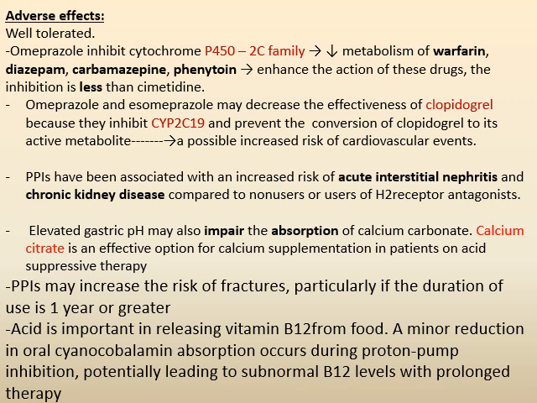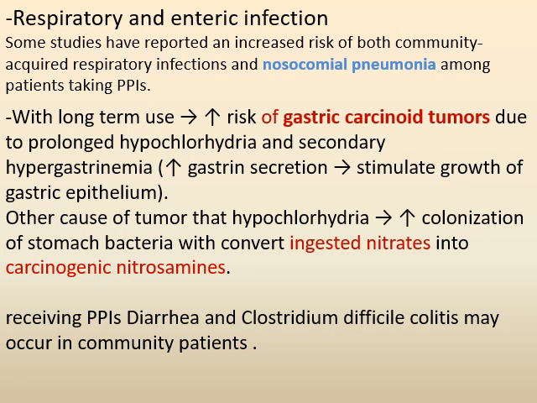Also, the absorption of vitamin B12 needs an acidic medium. So when we have high pH, the absorption of vitamin B12 will be reduced. What about the respiratory and enteric infection in a patient using a proton pump inhibitor? Like with H2 antagonists, the patient is subjected to nosocomial pneumonia. A patient using an H2 antagonist or proton pump inhibitor can be subjected to nosocomial pneumonia.